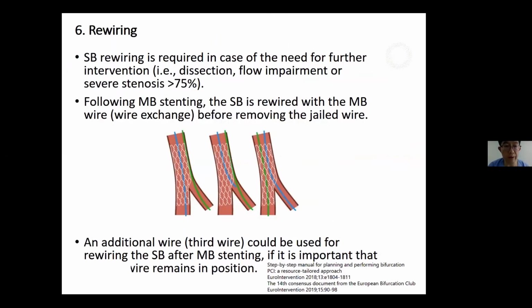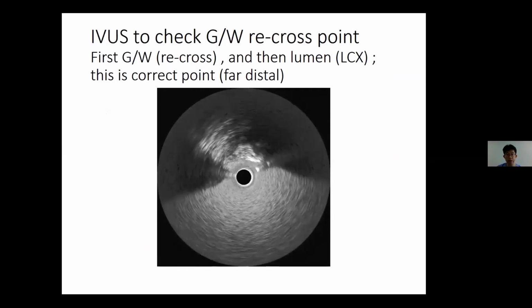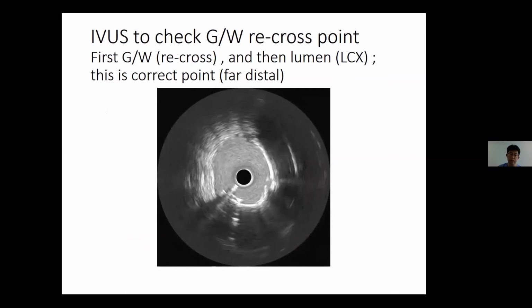So this is a rewiring technique. Side branch rewiring is required in case of the need for further intervention. Following main branch stenting, the side branch is rewired with the main branch wire before removing the jailed wire. The IVUS check is to check the guide wire recross point. The correct recross point is the far distal stent strut.